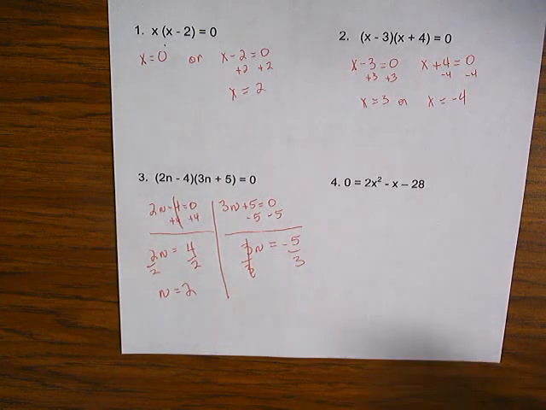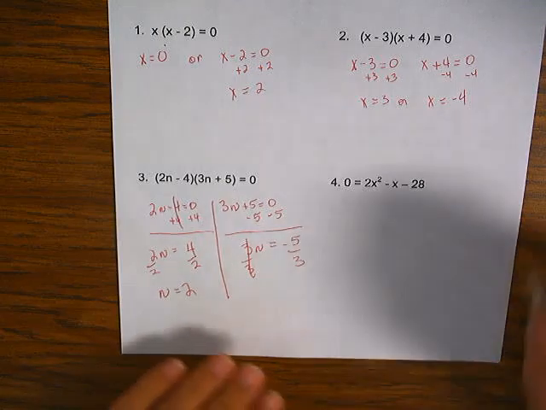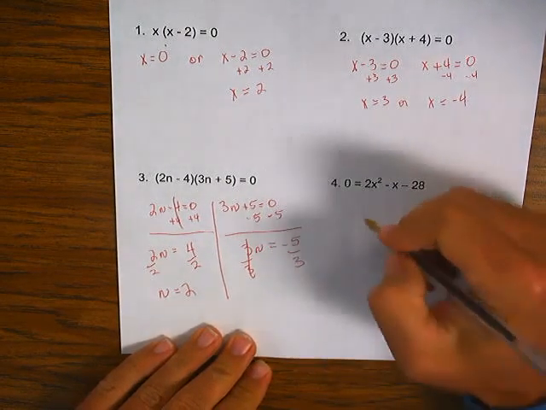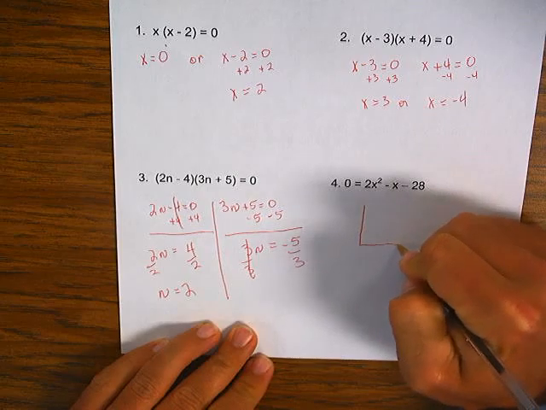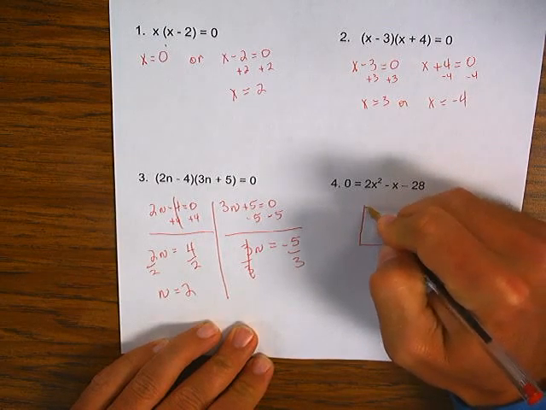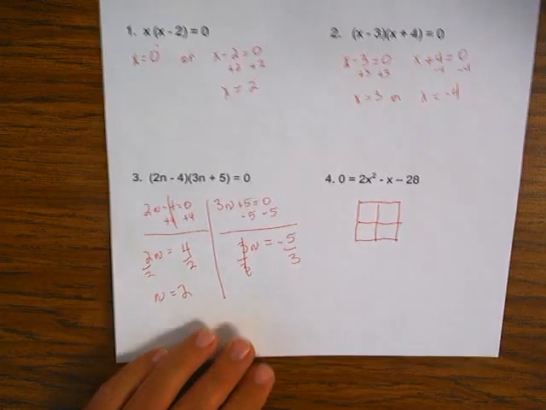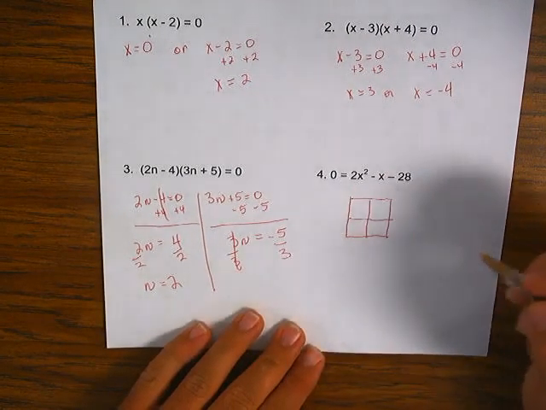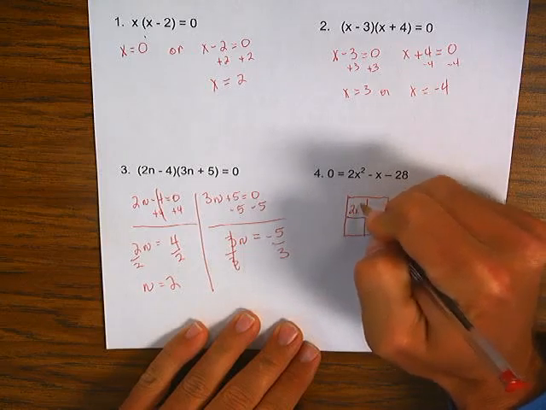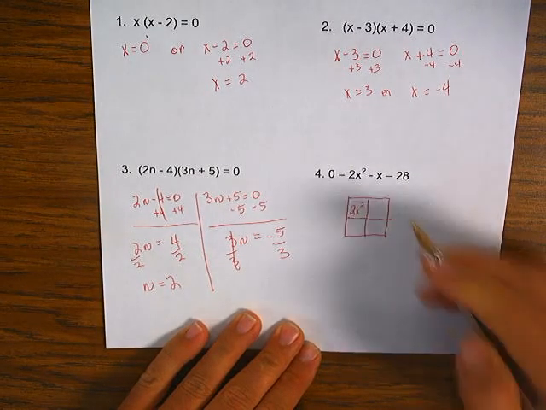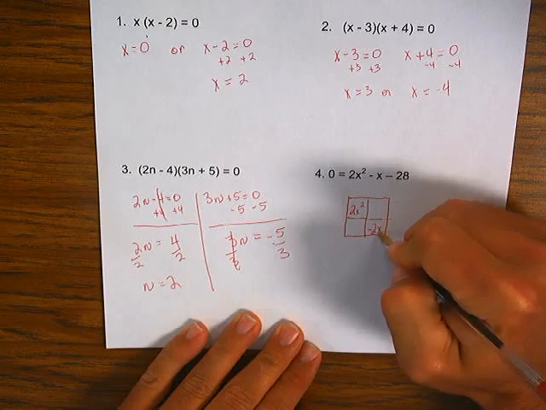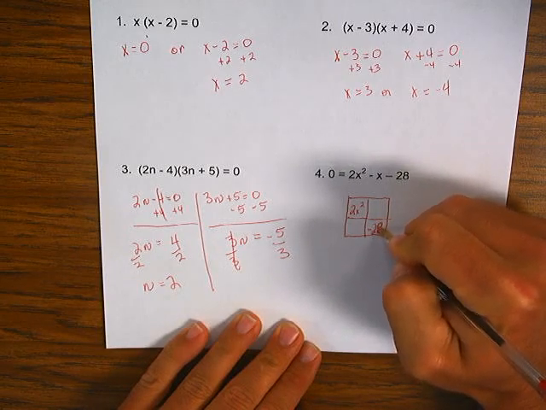Okay, so now, is number 4 factored? No. So the first thing we have to do is factor it. So now, let's draw our box. What goes in the first box? 2x squared. What goes in the bottom box? Negative 28.